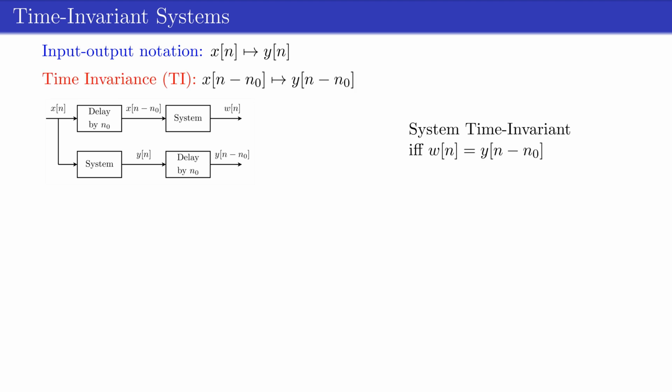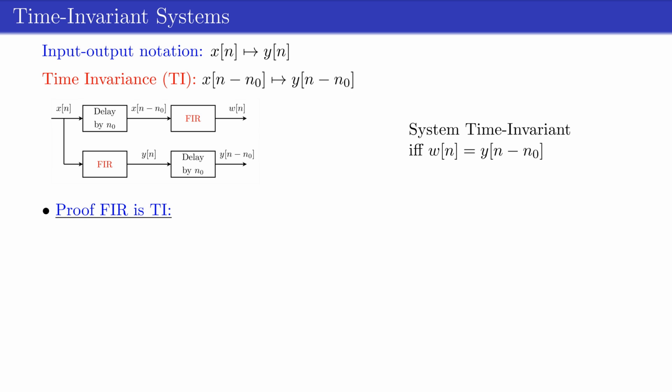A system is time invariant, abbreviated as TI, if and only if the output w[n] is equal to the output y[n minus n0]. In other words, when input x[n] produces y[n], a system is time invariant when a delayed input results in an output which is delayed over the same amount of samples as the input.